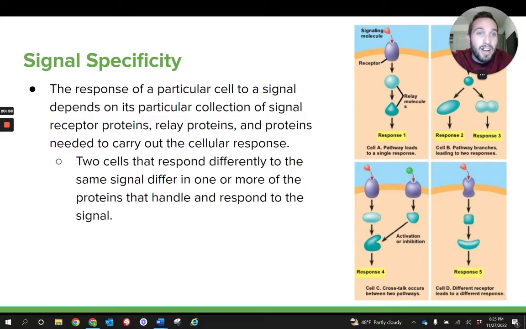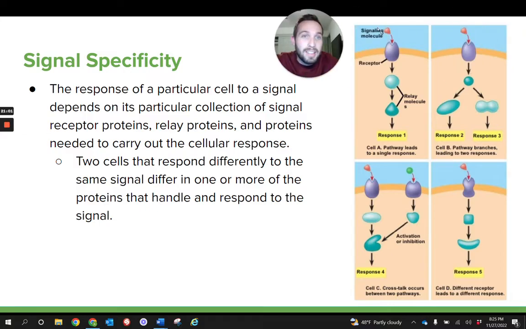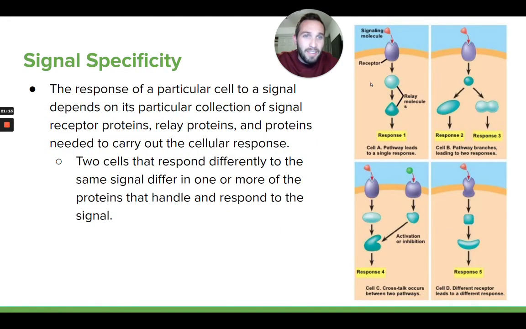This picture here is showing you that it depends on the proteins present inside the cell. Different types of cells, like cell A, cell B, cell C, and cell D, have different proteins that are in the cell, ready to be involved in a signal transduction pathway. And depending on what set of proteins you have available for your signal transduction pathways, that's going to determine what sequence of events takes place inside the cell and what response gets produced.